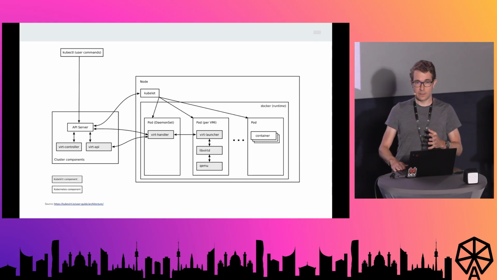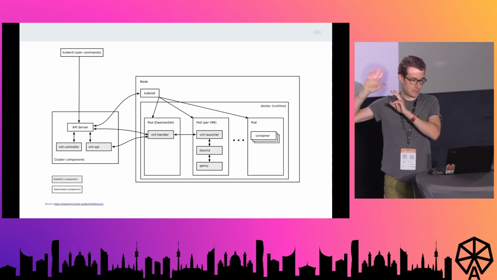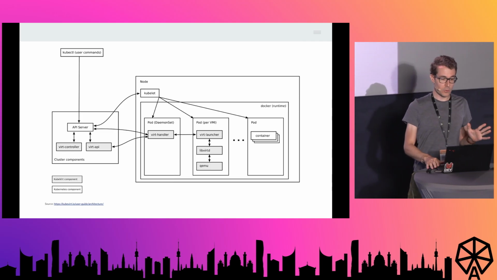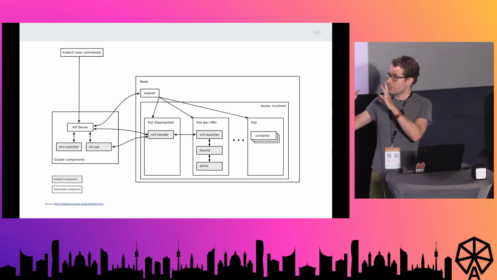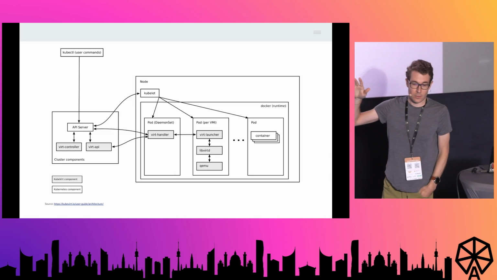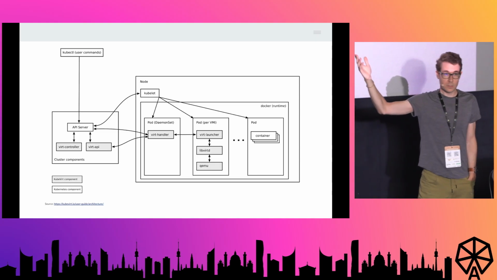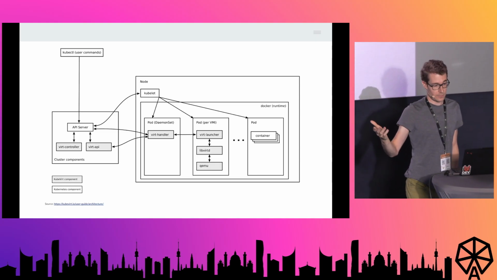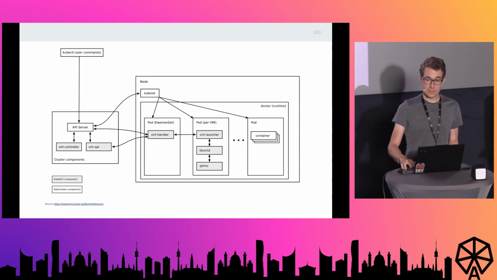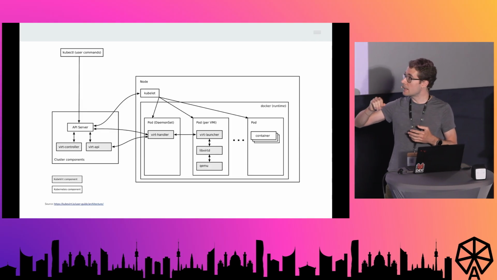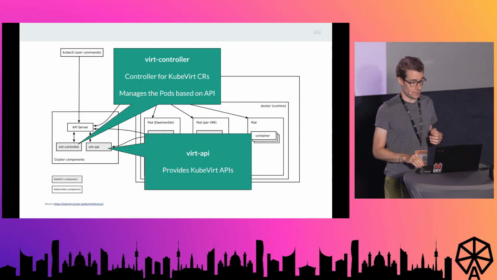So here is this slide with all the components, but we'll go through them one by one. On the left side, we have our API server, and then on the right, there is an example of a node that we want to use to run our virtual machines. So let's start with the left side here, the API server. What are the API components?